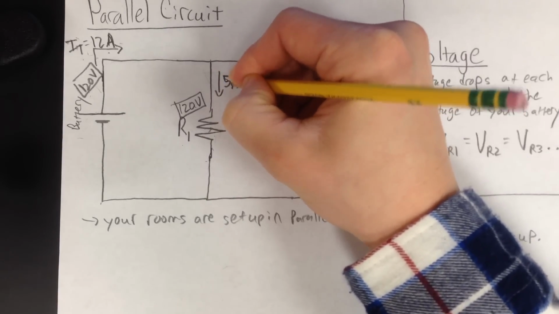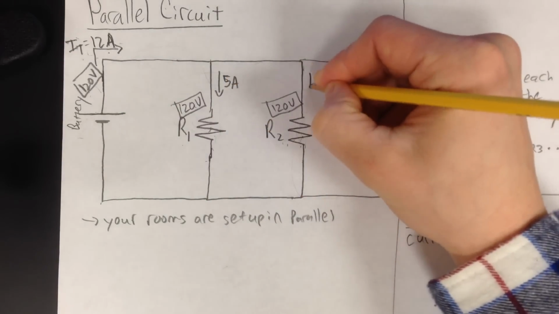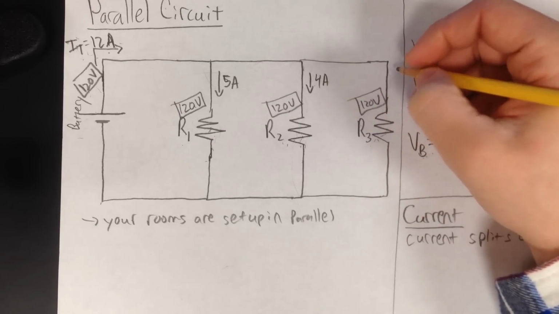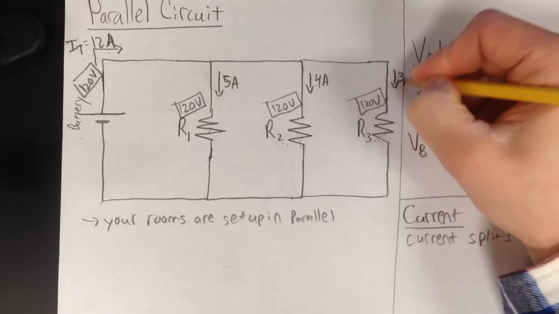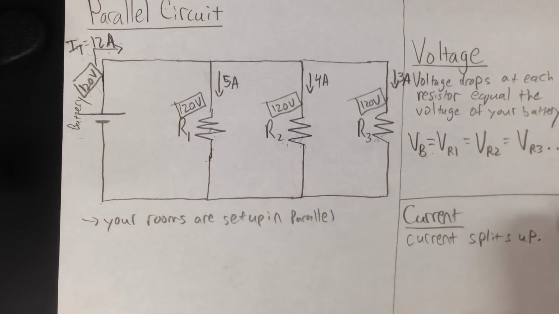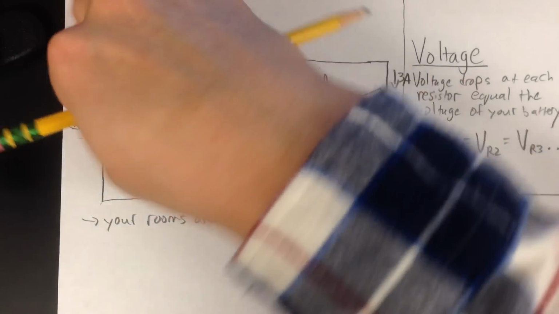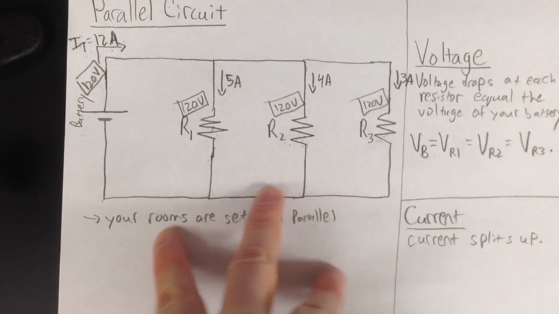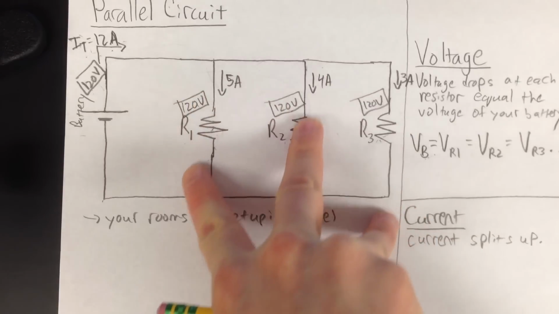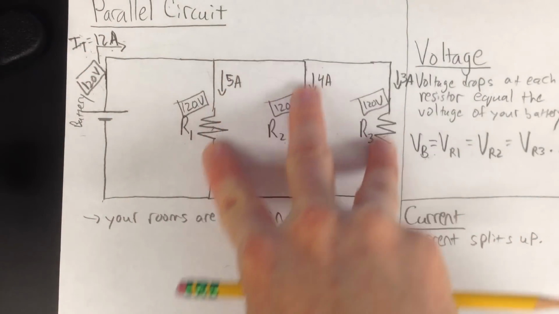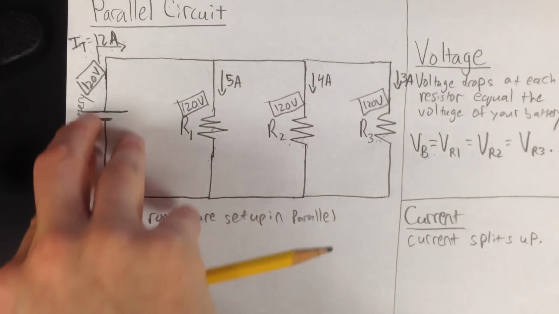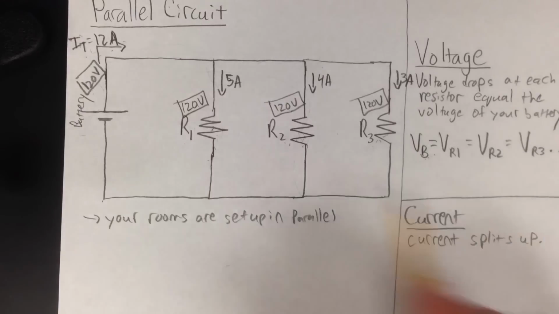Maybe 5 amps through R1, maybe 4 amps through R2, and I have 3 more to make 12, so 3 amps through R3. But whatever happens, if these 3 fingers are 3 currents here and they add up to 12, they split up like that and go back. See that? It's kind of weird. Right? The currents, and then the electrons join up again, and then they split up and they join up again. All right? So 5 plus 4 plus 3 equals our total current, right?